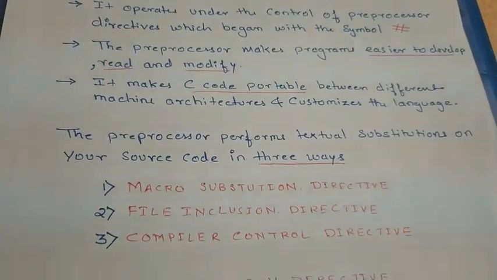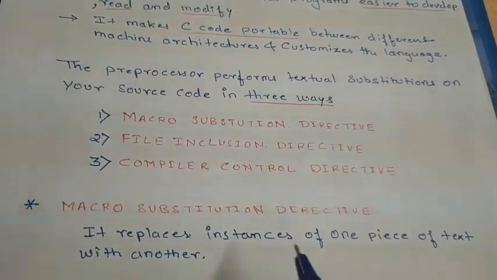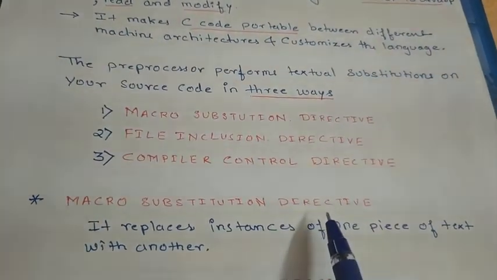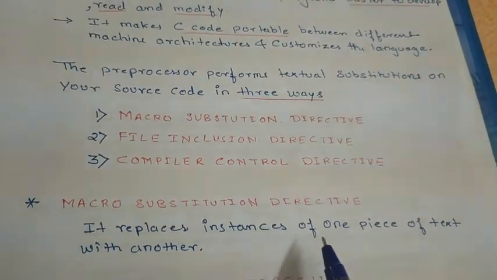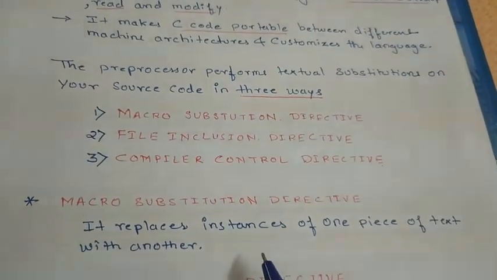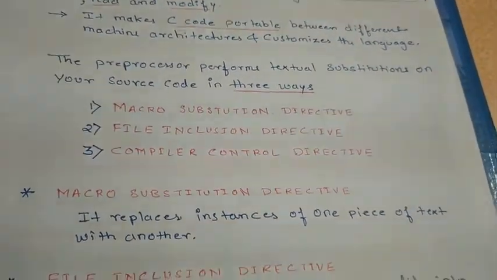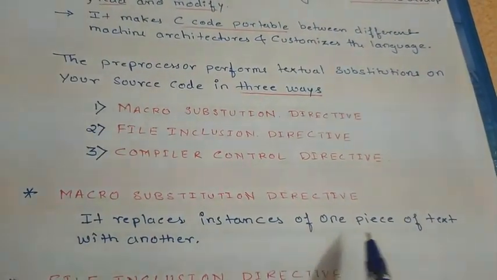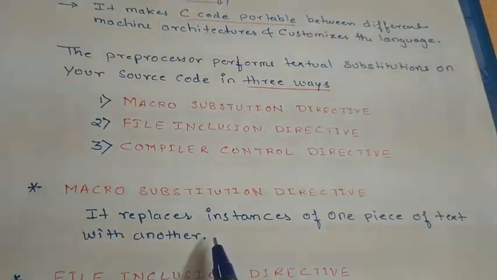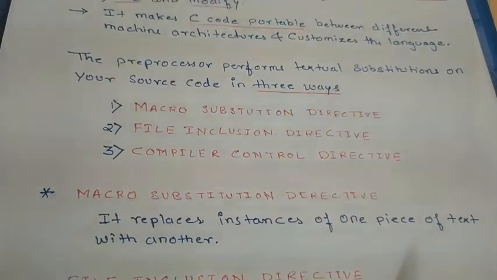Let us understand the basic definition of these three directives. The first one is your macro substitution directive. It replaces instances of one piece of text with another. In detail, we'll be looking at this macro substitution directive later.